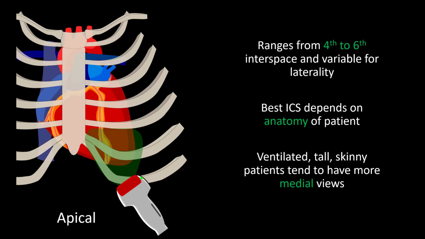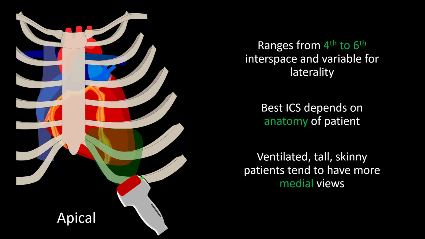The next set of views are usually the apical views. These form the backbone of LV assessment, particularly for function in regional wall motion abnormalities. These are performed by positioning the probe at the apex. This would correspond to the PMI on a physical exam.